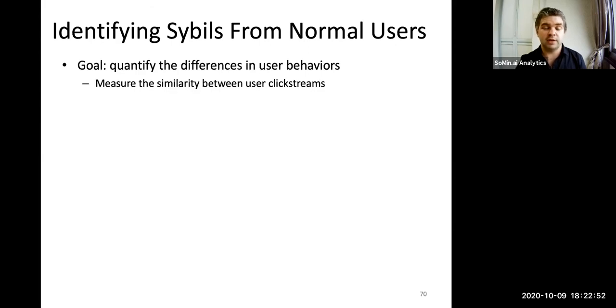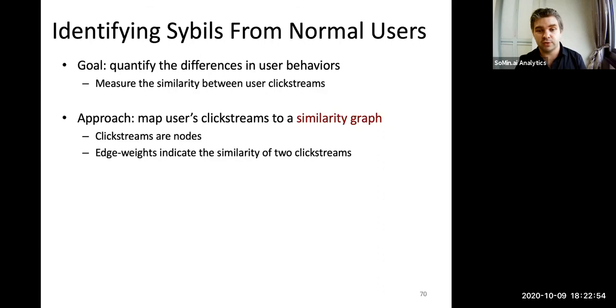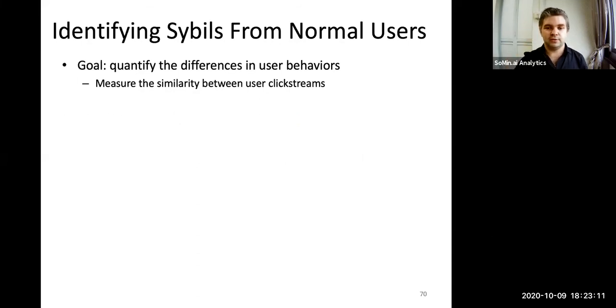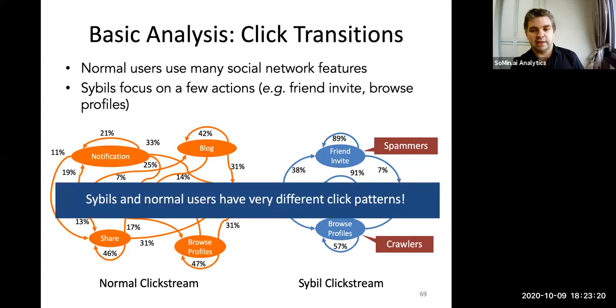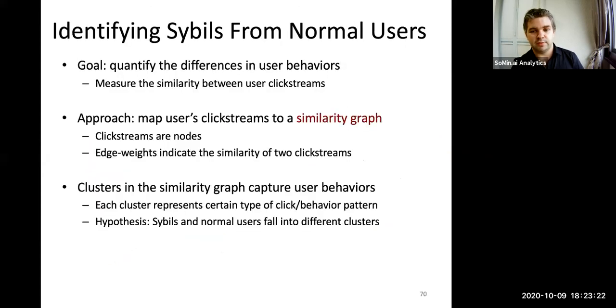Then we can measure the similarities between clickstreams. And we can map the users' clickstreams into similarity graphs, where clickstreams are nodes, represented by the features of clickstreams, and edge weights indicate the similarity of two clickstreams. So we compare one to another, like these two. Each of them is a node, and how similar they are in terms of the probabilities of transition is the edge between the nodes in these graphs.